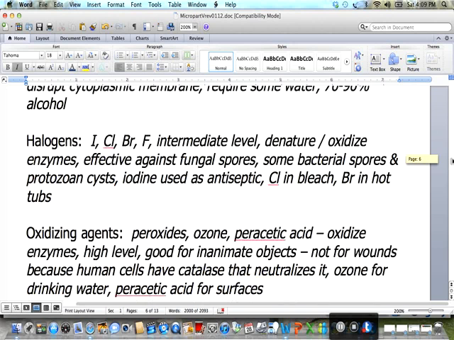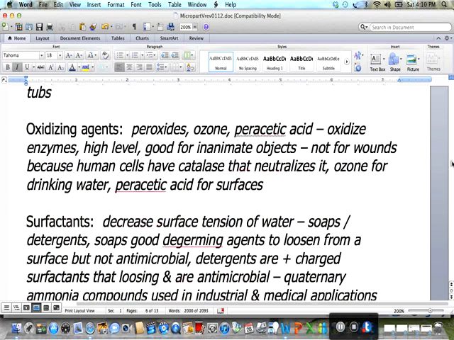The oxidizing agents are substances such as peroxides, ozone, and peracetic acid. They work by oxidizing enzymes and are used in high-level disinfectants, which are good for inanimate objects. They are not good for wounds because human cells have catalase that neutralizes them. Ozone is used for drinking water and peracetic acid for surfaces.